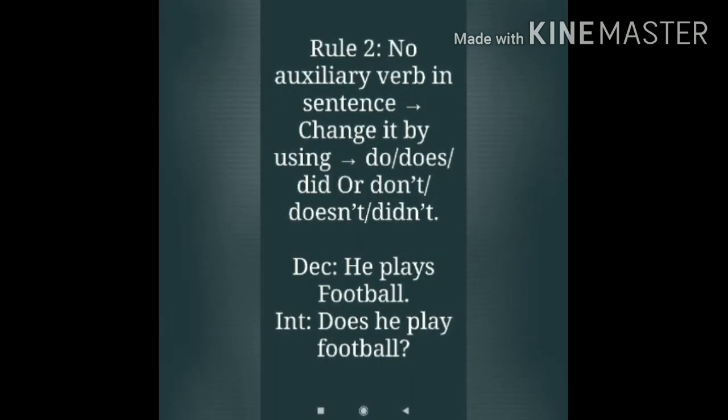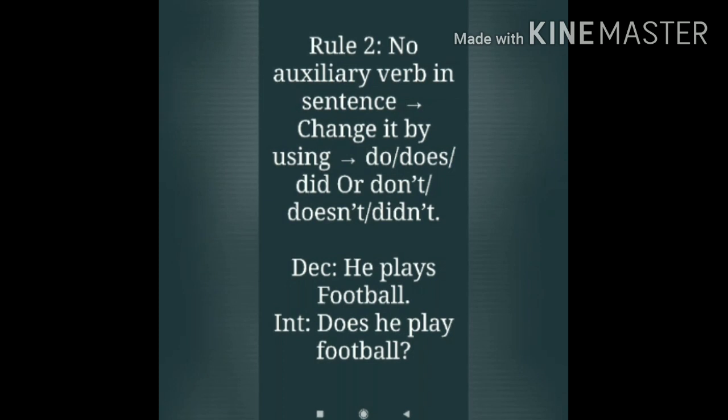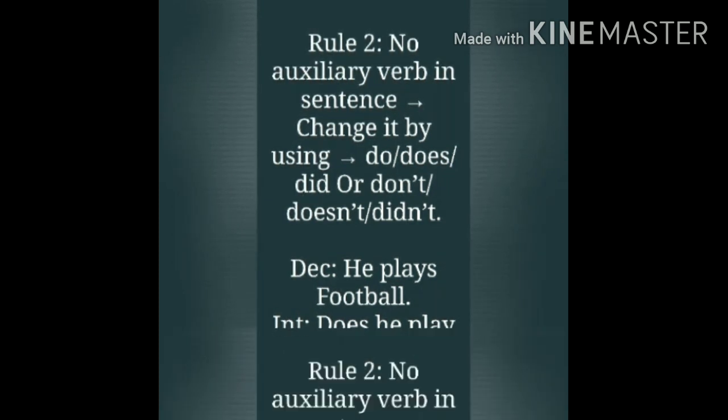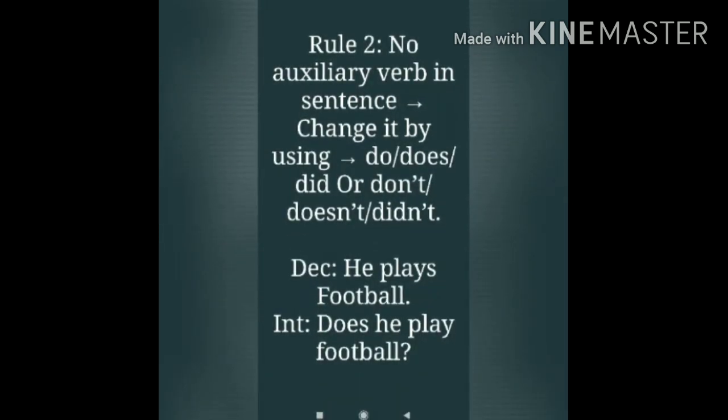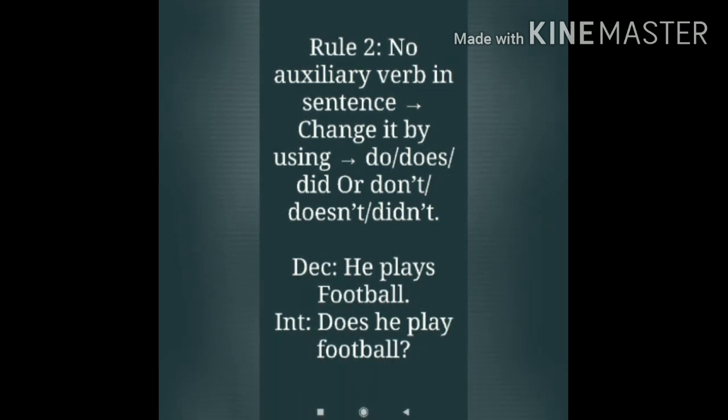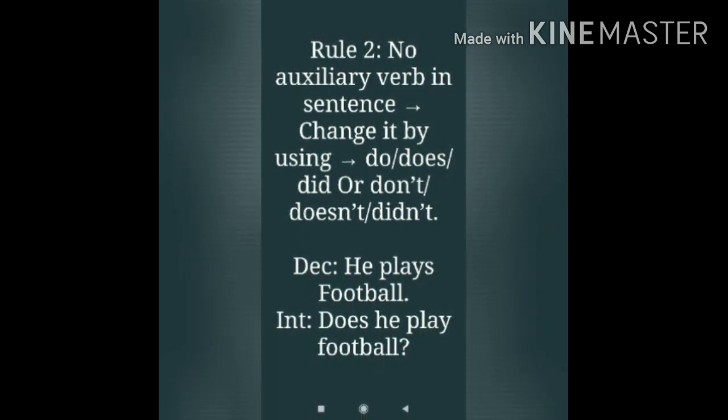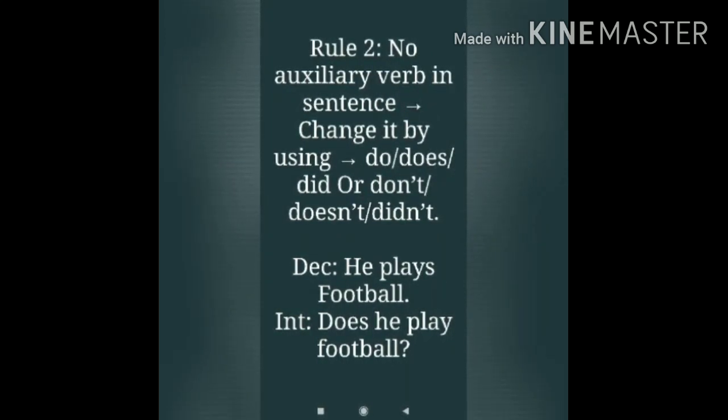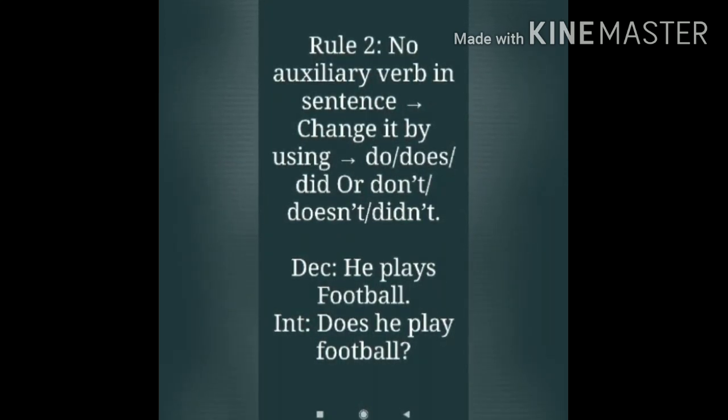Rule 2 says, if there is no auxiliary or helping verb in the sentence, then change it by using do, does or did, or don't, doesn't, didn't. For example, he plays football. There is no helping verb in the sentence, so we have to use any of the given above. So it will become, does he play football?